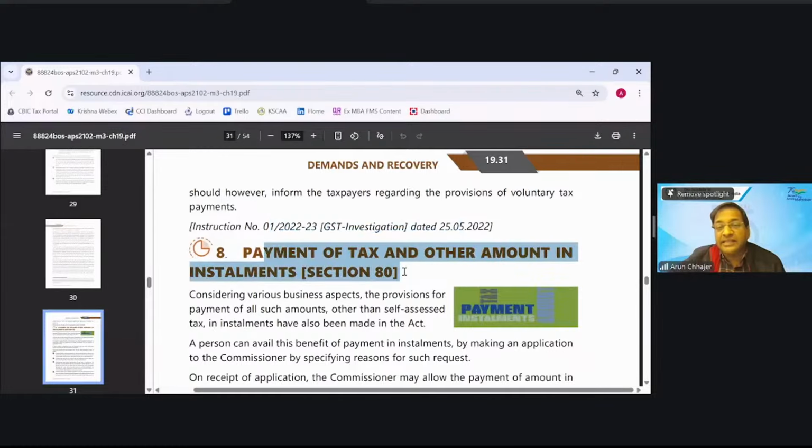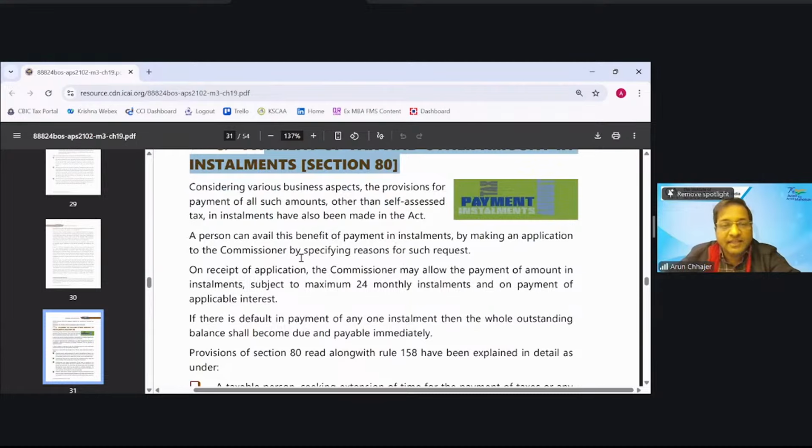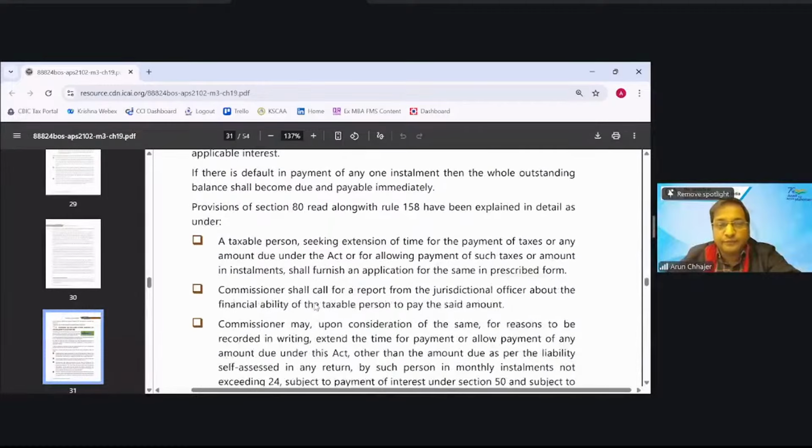Payment of tax or any other amount in installment, section 80. Suppose आपकी GSTR1 में लाइबिलिटी है 1 लाख रुपए की. क्या आप 1 लाख को पे करने के लिए टैक्स ऑफिसर से डिमांड कर सकते हैं कि आप मुझे इंस्टॉलमेंट का ऑप्शन दो? That we will discuss. Consider the various business aspects. Provision of rule, section 80, पढ़ते हैं हम लोग.